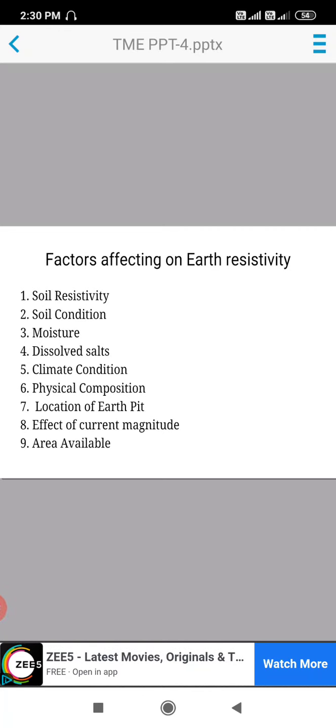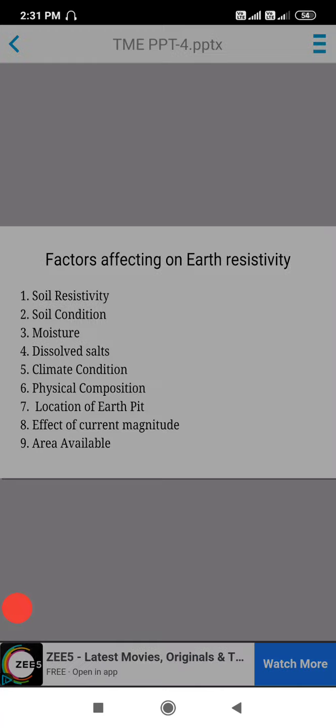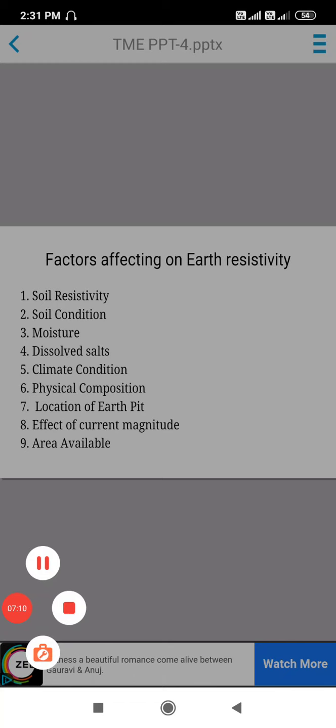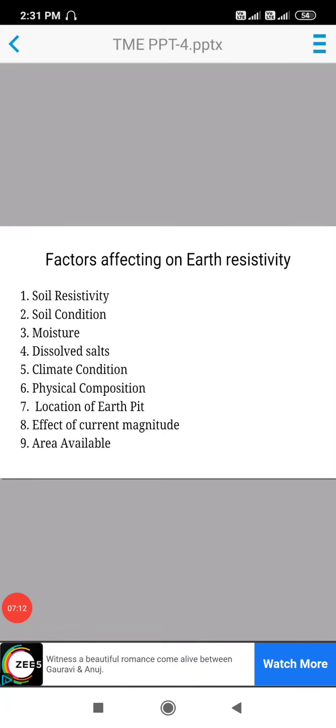When moisture in the soil increases or decreases, the soil resistivity decreases or increases respectively. In the dry season, the resistance will be high. In the rainy or winter season, the resistivity will be low. This is the effect of climatic condition on the earth resistance.